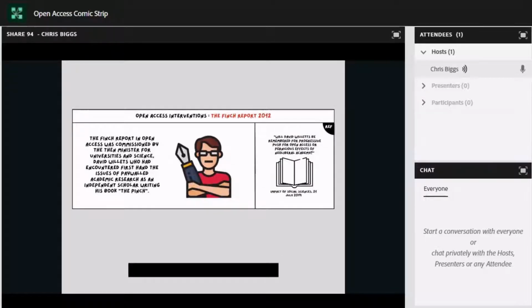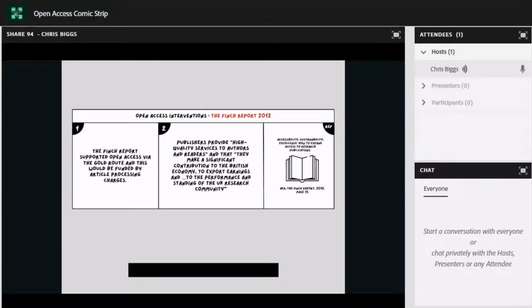One of the first interventions in the UK was the Finch Report. Interestingly, the Finch Report was commissioned by the then Minister for Universities and Science, David Willetts, who had encountered firsthand the issues of paywalled academic research as an independent scholar, writing his book, The Pinch. The Finch Report was a cautious intervention, interested in both promoting open access and, at the same time, protecting the UK academic publishing industry, an industry that was reluctant to embrace open access models.